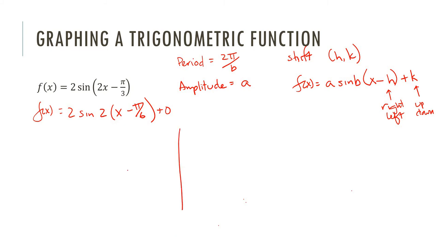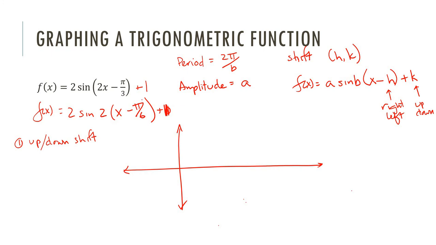So when we graph a function, this is the order that I think is easiest to do things in. The first thing that you want to do is do your up or down shift. And you know what? I think we'll go back and add a plus 1 to this just so that we can practice this. So just change your function. So we're going to go up 1 unit, and that is going to become my new center axis.